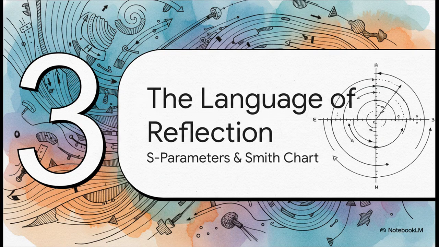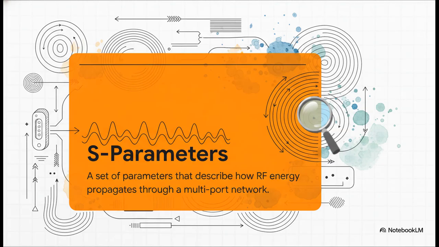All right, to really get the most out of a VNA, you've got to learn how to speak its language. And that language is all about S parameters and a really cool tool called the Smith chart. So let's decode it. S parameters, you'll also hear them called scattering parameters, are basically the universal language for describing how a network behaves at RF frequencies. Think about it. When an RF signal hits a component, it can do a couple of things. It can bounce off or scatter back where it came from, or it can pass through. S parameters just give us a precise way to measure all that bouncing and passing.